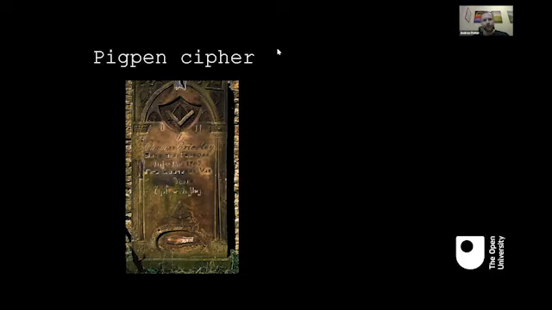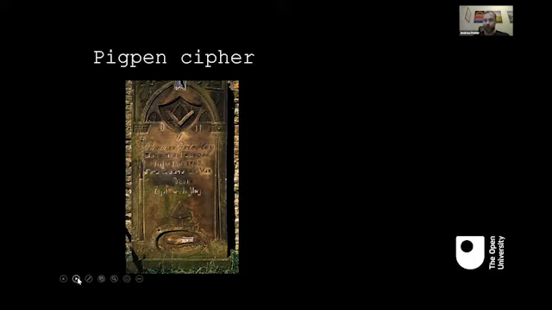But it was extensively used by a group of people that are associated with this particular symbol. Does anybody know which secret society this picture might have referred to? Yes, a couple of people have said it. That's right, it's the Masons or the Freemasons, absolutely. So the Freemasons were a secret society who used this cipher to keep their messages secret.